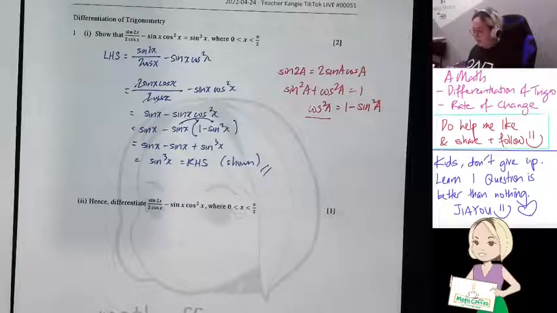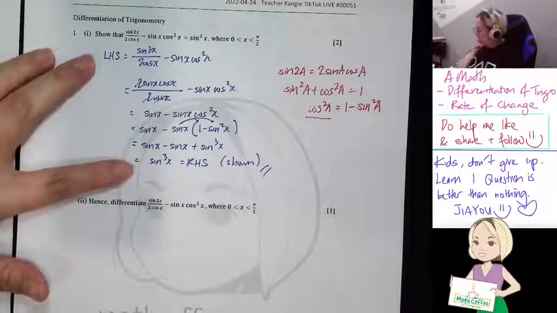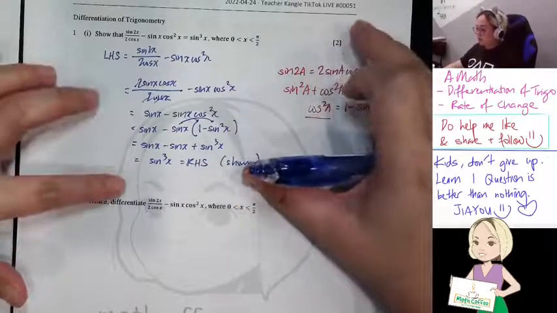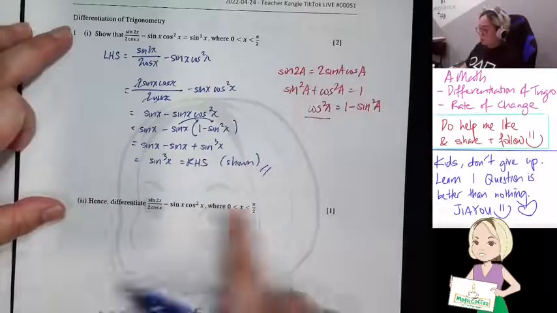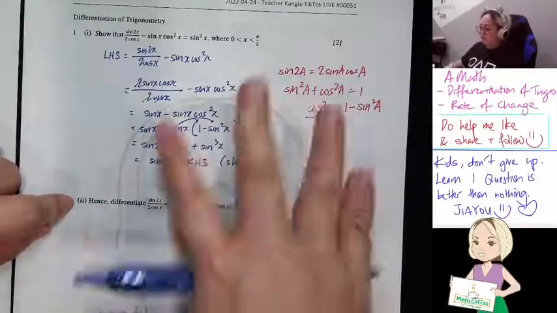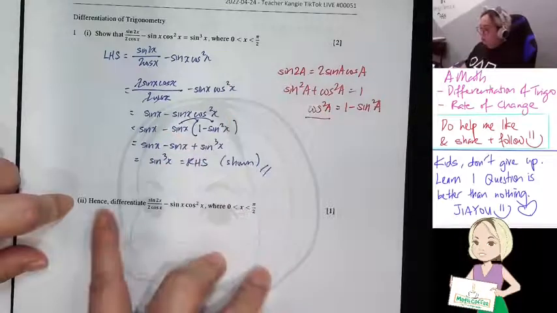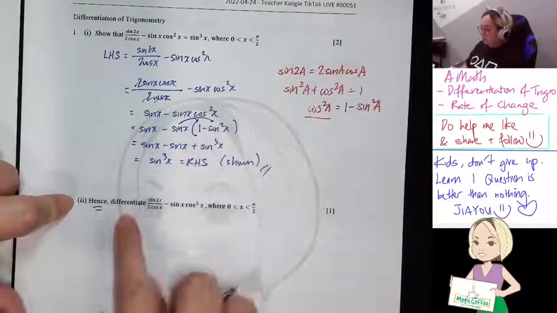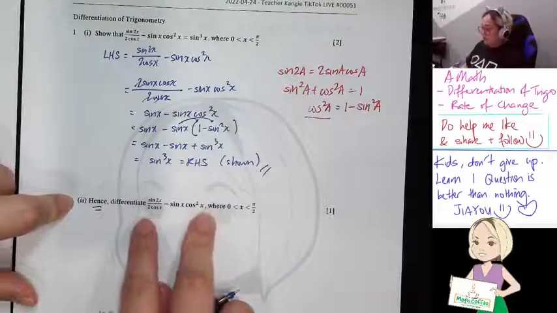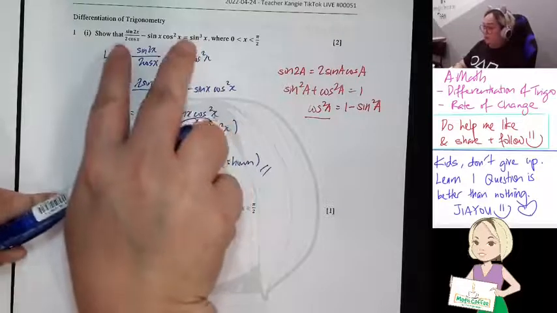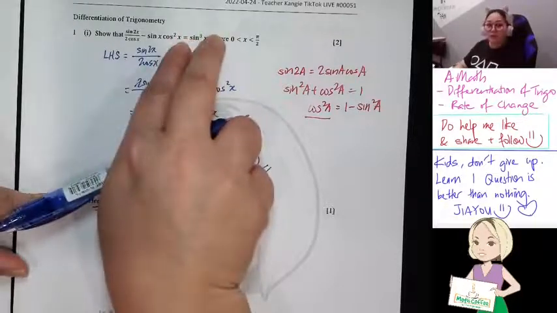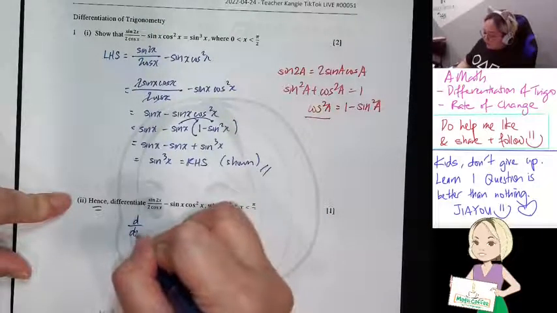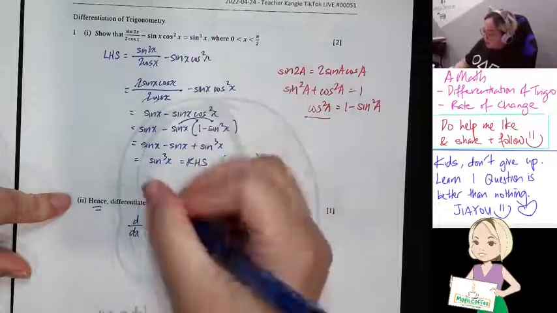I cannot help him. Okay, so now over here, kids, if you cannot even do the proving here, you should not straight away do part 2. Touch wood, if you cannot do part 1, don't skip to part 2, because they say hence. Hence means that you need to refer to the first part. Differentiate this one. In part 1, you can see that we have proved that this equals sine cube x. So you can just straight away differentiate sine cube x.